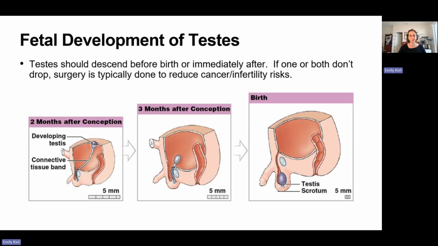So how do testes develop? They appear within 2 months after conception, and they have a connective tissue band that runs all the way to the developing scrotum. And so within birth or immediately after, both testes should descend. And if one or both doesn't, then that's when in a human you would go in for surgical repair. So we can see that descent as that connective tissue band shrinks and pulls the testicle inferiorly.